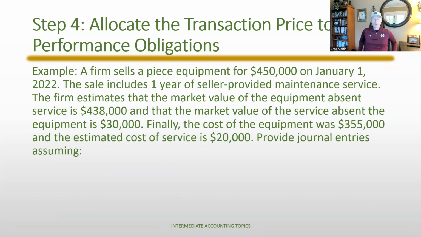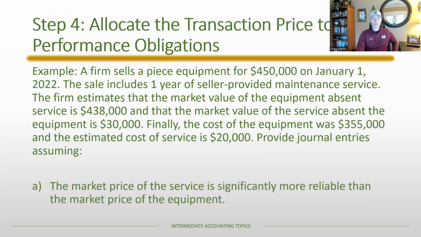The firm estimates that the market value of the equipment absent the service is $438,000, and that the market value of the service absent the equipment is $30,000. Finally, cost of the equipment was $355,000, and the estimated cost of service is $20,000. Provide journal entries assuming, first, that the market price of the service, the $30,000, is significantly more reliable than the market price of the equipment.